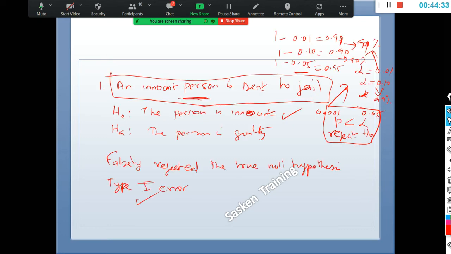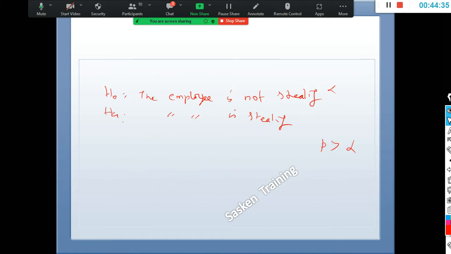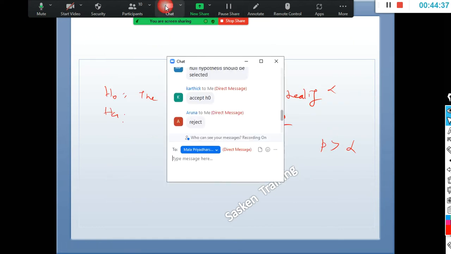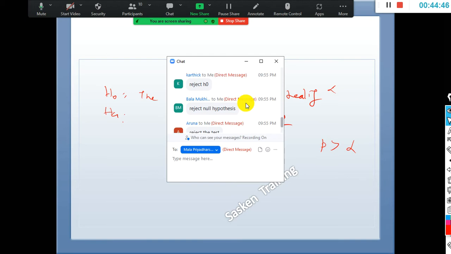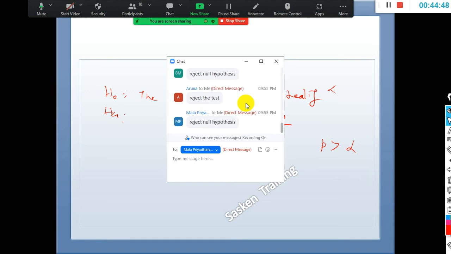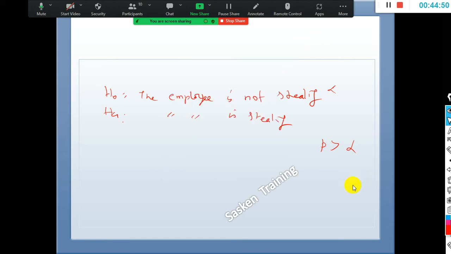Guys, this is what we discussed, right? P is less than alpha, reject the null hypothesis. Please, all of you type it in the chat window. Please wake up. Reject the null hypothesis, not the test. Don't say test, reject the null hypothesis. That is the term you need to use. Reject the H sub 0. Yes, very good, right? So reject the null hypothesis.